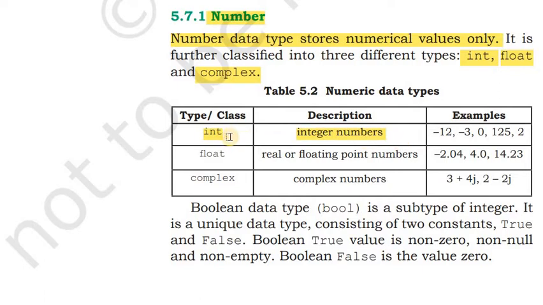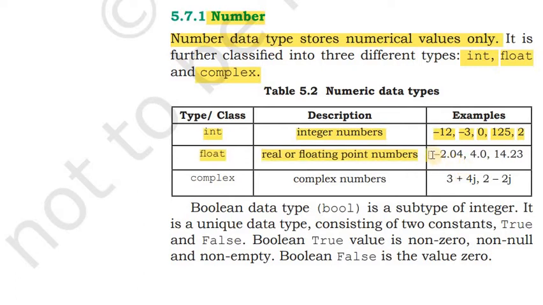Integer, its full form is integer numbers and the type is int. Okay, so the keyword is int and it is called integer numbers, and examples of integers are -12, a negative integer, -3, a negative integer, including 0, 125 and 2. So these are integers. Integers means negative numbers, positive numbers including 0, but there are no fraction or decimal values. Clear?